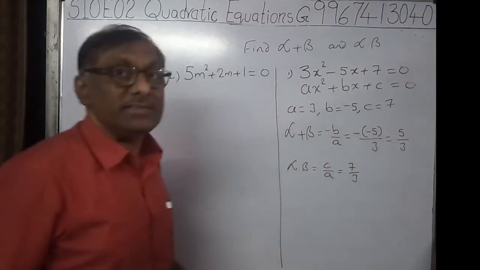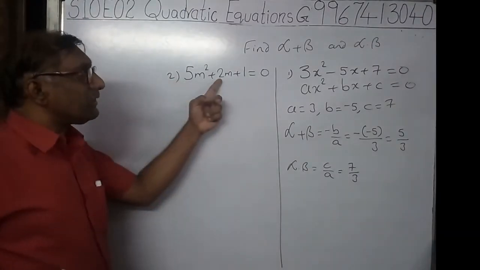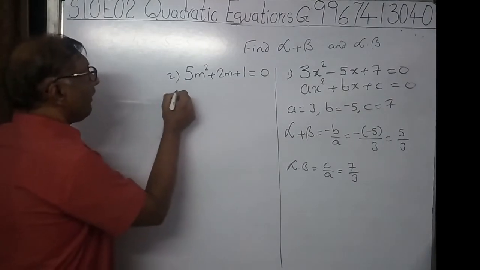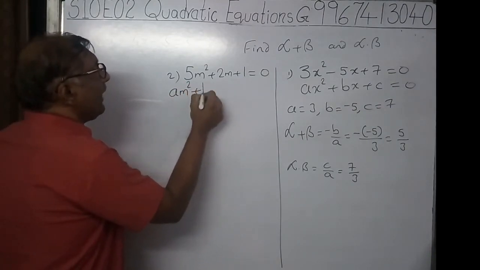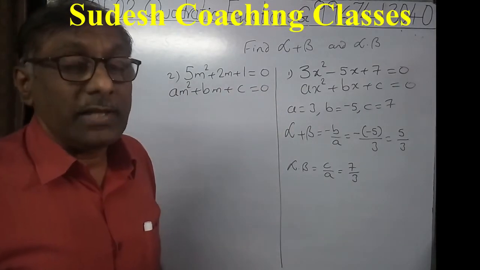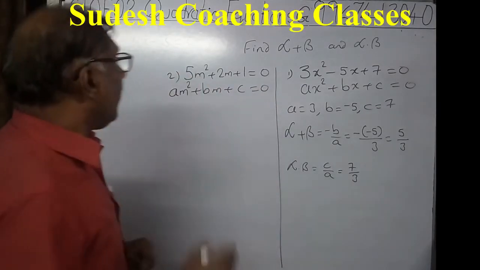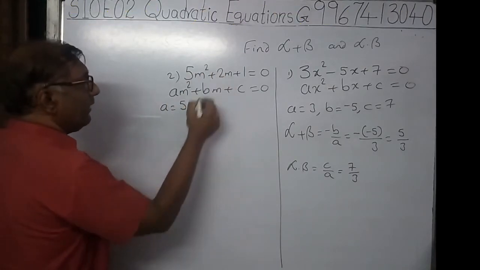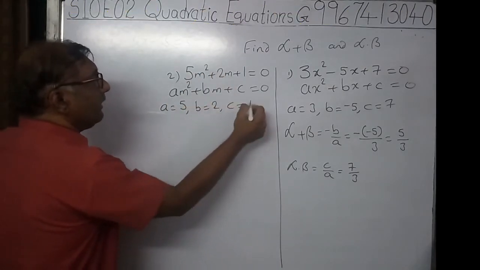Come, let's do the second sum. 5m square plus 2m plus 1 equal to 0. Now which should be the standard form? Yes, probably you're right. Comparing with am square plus bm plus c equal to 0. Why did I use m? Because the variable is m. Then find the values. The value of a is 5. Very good. The value of b is 2. Very good. The value of c is 1.